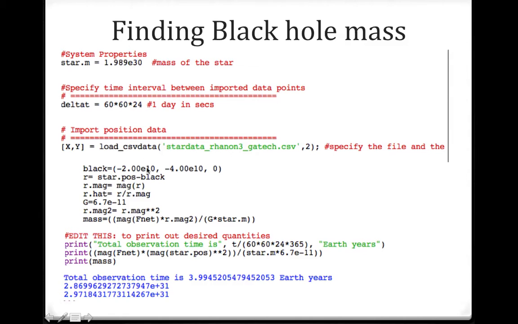So we defined the position of the black hole. We got the position, the distance between the star and the black hole, and the constant of gravity. And we found the mass of the black hole, which is the magnitude of the force times the magnitude of the distance between the two objects squared, divided by the gravity times the mass of the star.